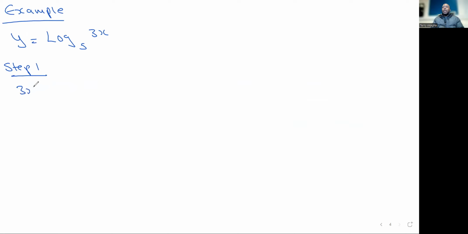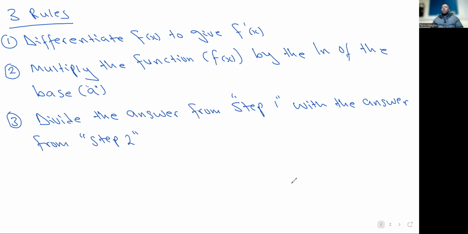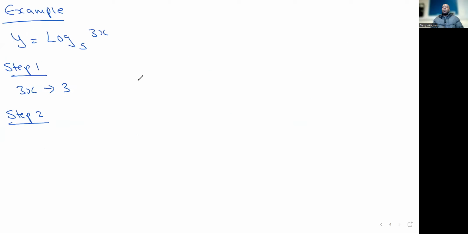So it's going to become 3x. When you differentiate 3x, it's going to give you what? 3. Step 2, you have to multiply the function by the ln of the base. So we have to multiply the function, which is 3x, by the ln of the base, which is ln 5.